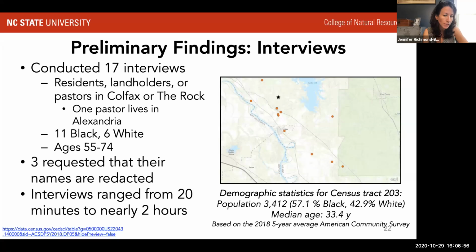One of the pastors we spoke with lives in Alexandria, but spends a lot of time in Colfax or The Rock, which again is that neighborhood just south of the facility, but north of the town proper of Colfax. 11 of our participants are Black, 6 are white, and that distribution pretty closely follows the demographic distribution in the town. In the census tract, there are 3,400 people. The town is a bit smaller than that, but we found the census tract data: 57% of the residents in that tract are Black, 43% are white. Median age is about 33 years old.